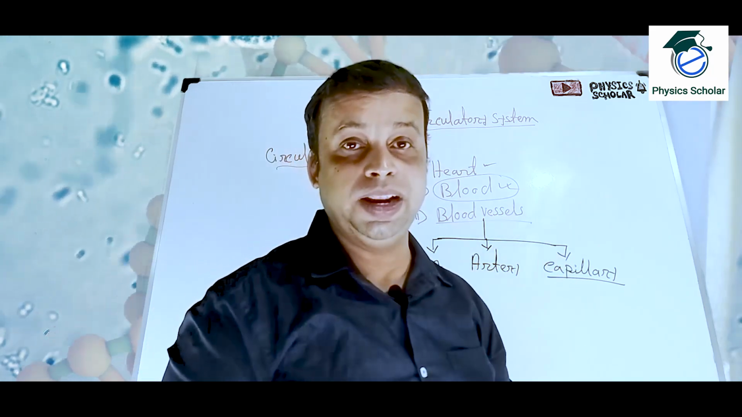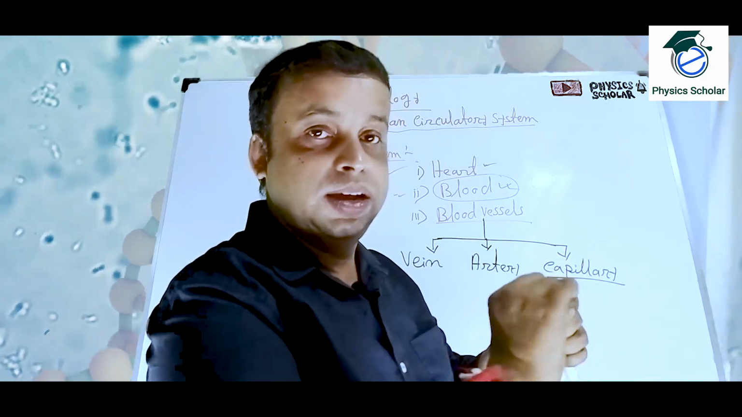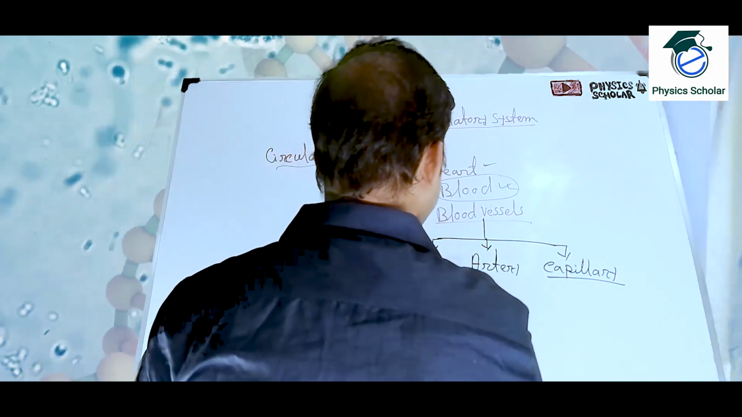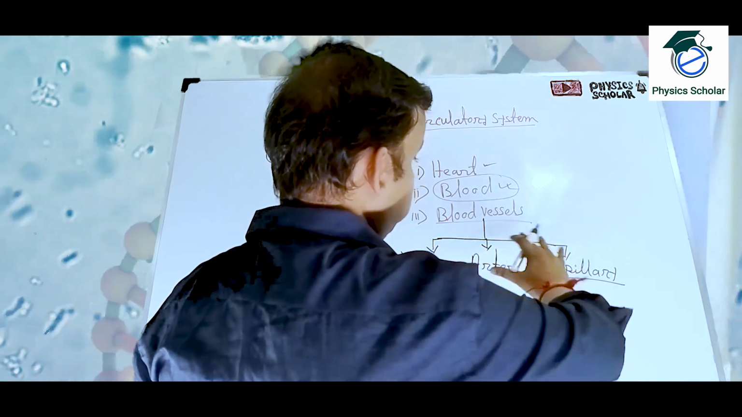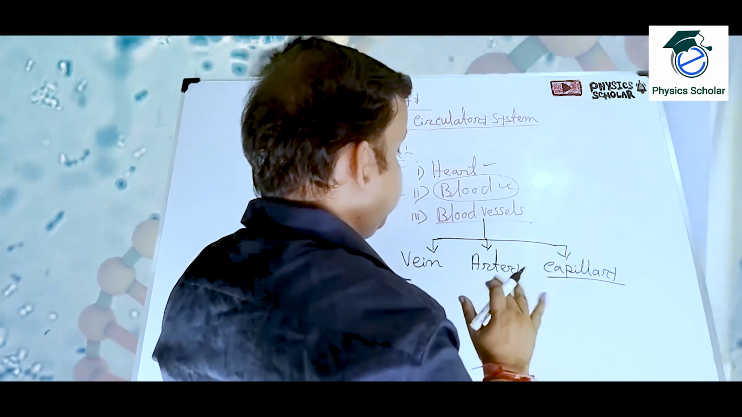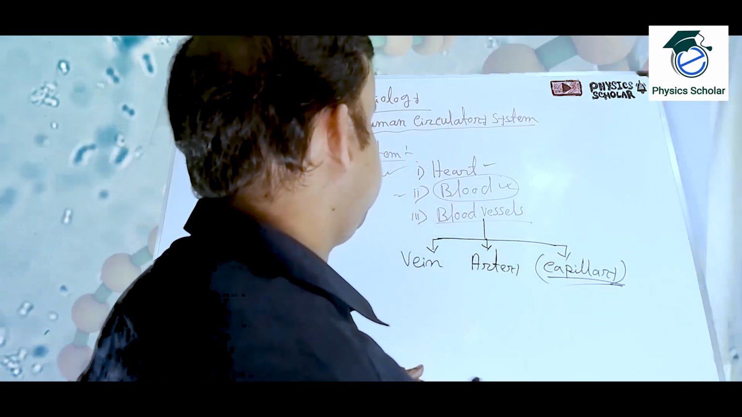And capillary. Capillary means when artery and vein are branched, divided into smaller veins or arteries. Clear? And it will create a net. Clear? It will expand like a net. So this is known as the capillaries. Clear? So we will learn everything in detail.